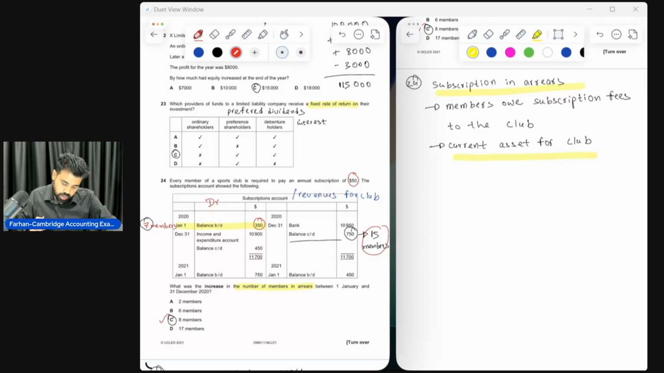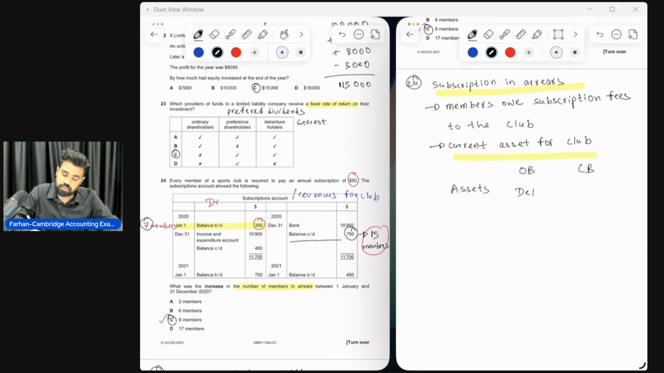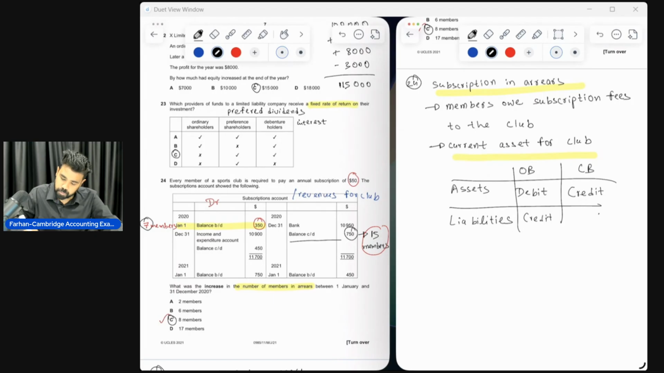But let's understand some things first. So we know that subscription in arrears is a current asset for the club. And all assets must have an opening balance on the debit side. All liabilities must have an opening balance on the credit side. Okay? Therefore, all assets, logically speaking, must have a closing balance on the credit side, and all liabilities must have an opening balance on the credit side and a closing balance on the debit side.